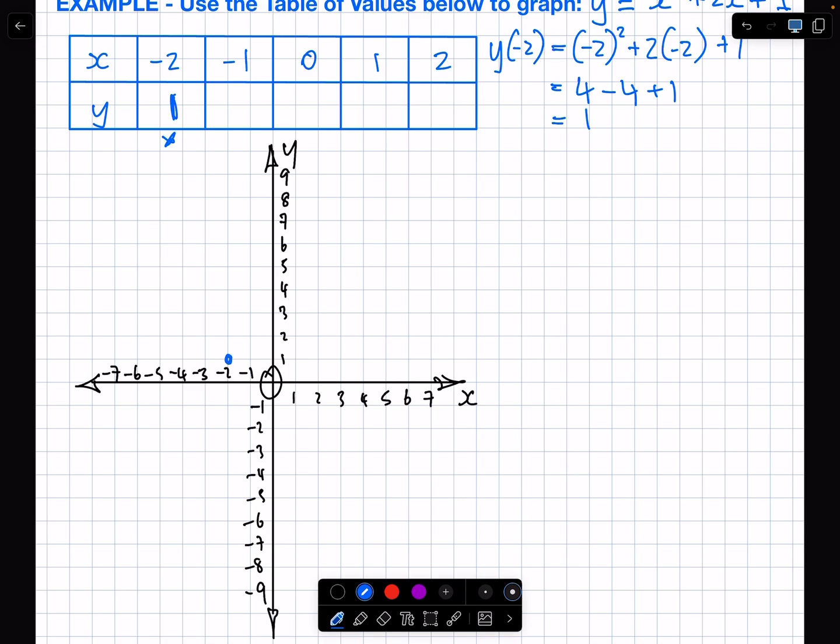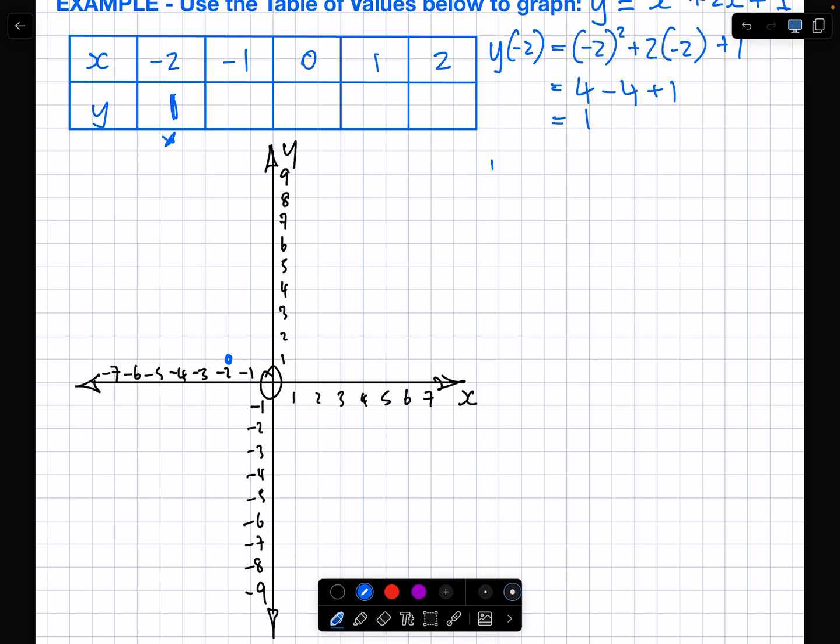That's my first dot. Is 1 dot enough information to draw a curve or a line? No? I don't know what direction it goes. So where do I get the remaining dots? How many dots could I plot based on this table? I could plot 5 of them.